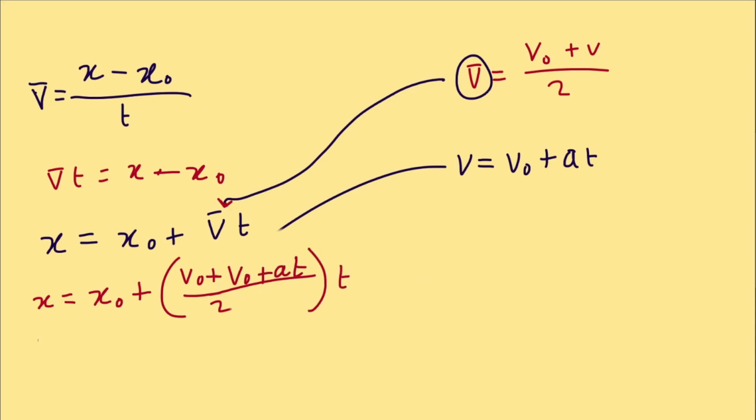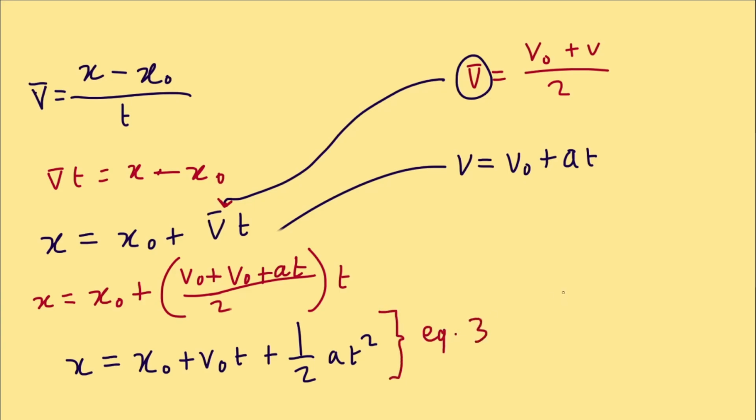Next, we're going to expand this bracket, and this is our third equation. x equals x0 plus v0t plus 1/2 at squared. This is kinematic equation number 3. Make sure you write this one down because this one, I see it everywhere. It's used very, very often.